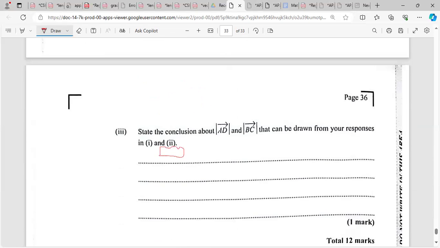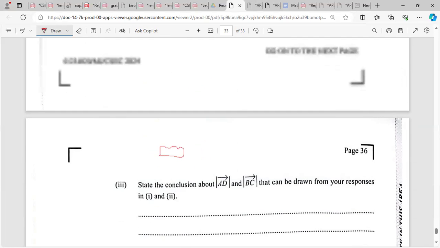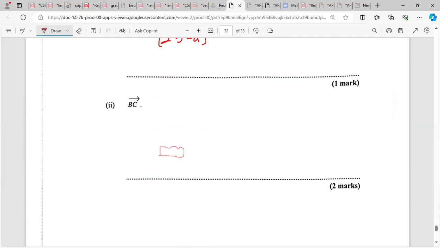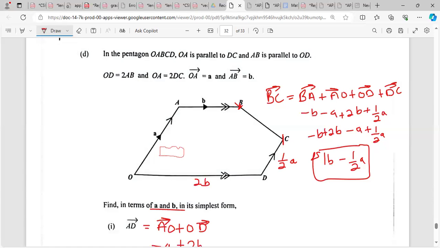Then they say state the conclusion about AD and BC that can be drawn from your response. So what would you get for AD? Let me draw the vector. From A to D, it will go this direction, and also B to C will go this direction as well.